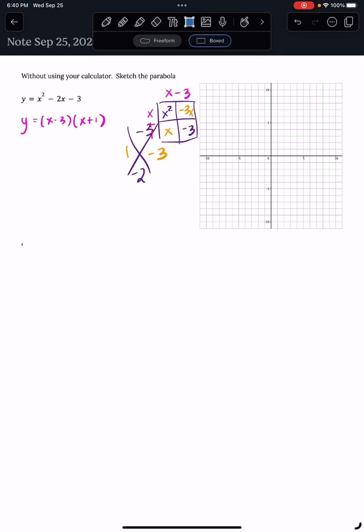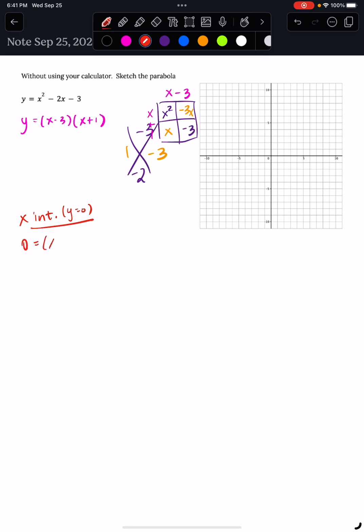I'm going to think about the different information I can get from my graph. So we have our x game to get into factored form. One of the things we can get is our x-intercepts. And to get our x-intercepts, this is when y is equal to 0. So I'm going to take my factored form, I'm going to set it equal to 0. So when y is equal to 0, we have x minus 3 times x plus 1. Great. And we'll know that the outcome will be 0 because anything multiplied by 0 will be 0.